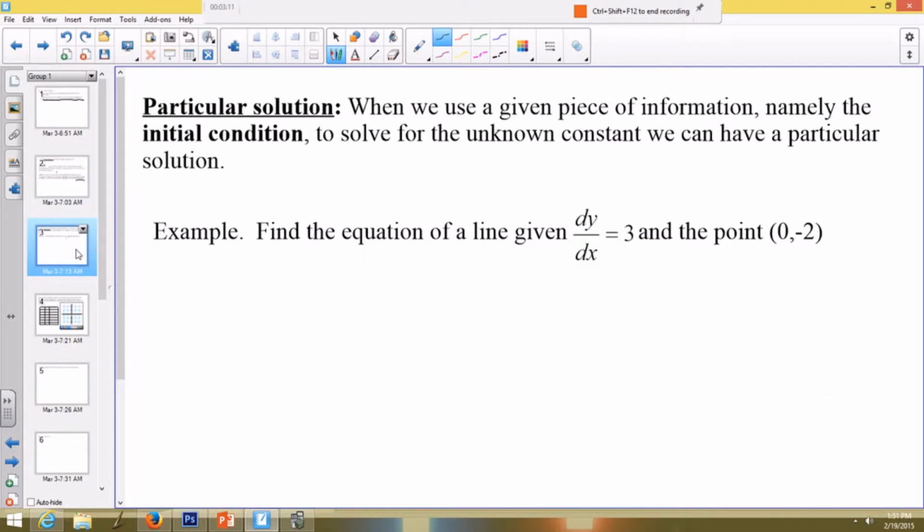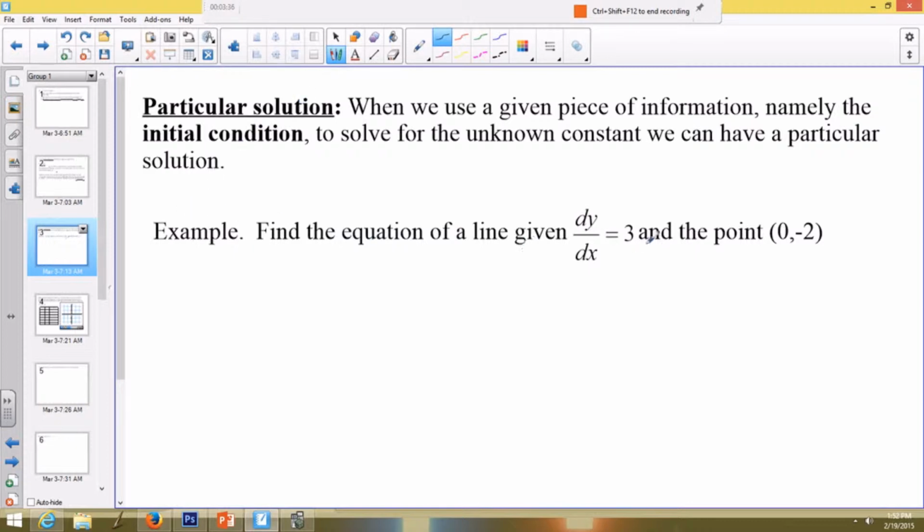Then, when you're given an additional piece of information, namely some sort of initial condition, we can solve for that unknown constant. We have a particular solution. So a general solution is going to have some unknown constant in it, and the particular solution is just going to be a regular equation with all of the coefficients known.